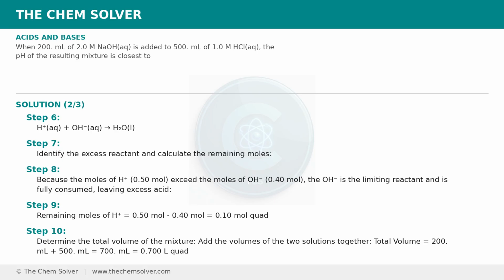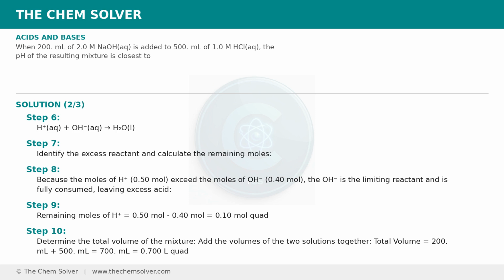Identify the excess reactant and calculate the remaining moles. Because the moles of H⁺, 0.50 moles, exceed the moles of OH⁻, 0.40 moles, the OH⁻ is the limiting reactant and is fully consumed, leaving excess acid. Remaining moles of H⁺ equals 0.50 moles minus 0.40 moles, equals 0.10 moles.